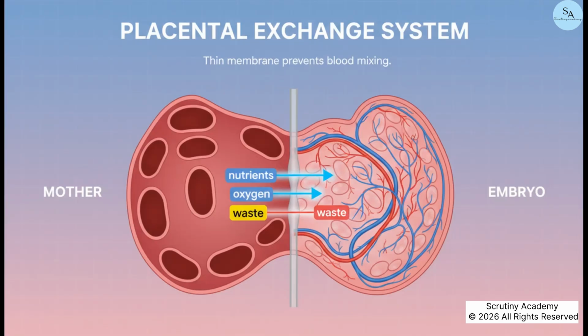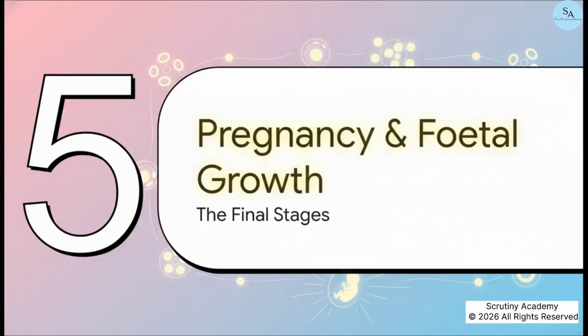Now let's talk about the placenta, because this thing is a marvel. It's built from tissues from both the mother and the embryo. It acts as this amazing exchange barrier. Nutrients and oxygen go from mother to embryo, and wastes go back the other way. But here's the really crucial part. Their blood systems stay totally separate. Their blood never ever mixes. And why is that so important? Well, it prevents the mother's immune system from seeing the embryo as something foreign and attacking it. Pretty smart, right?